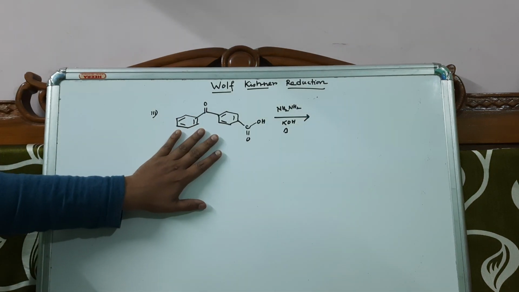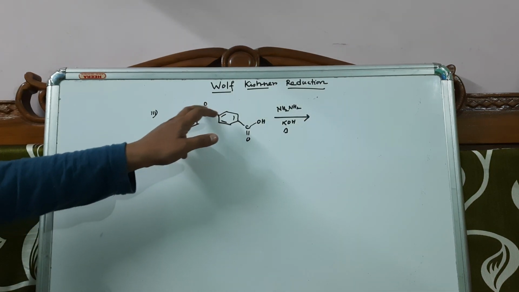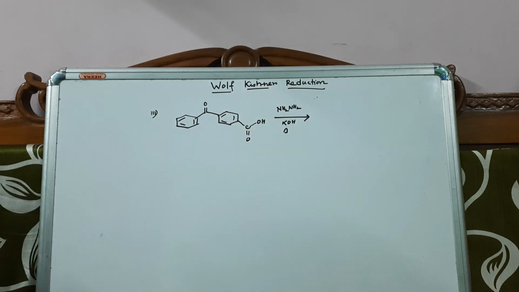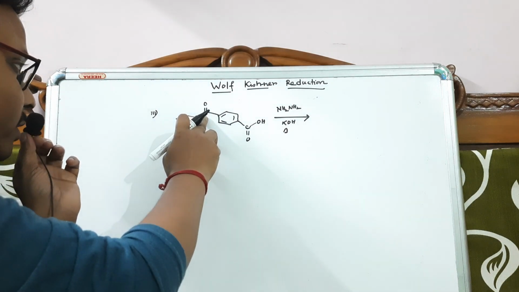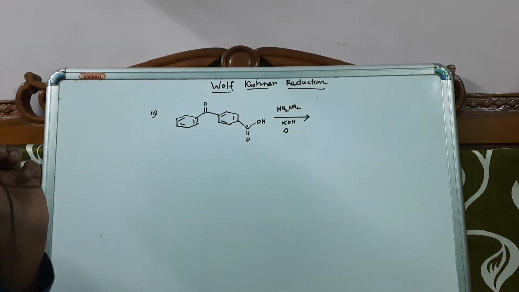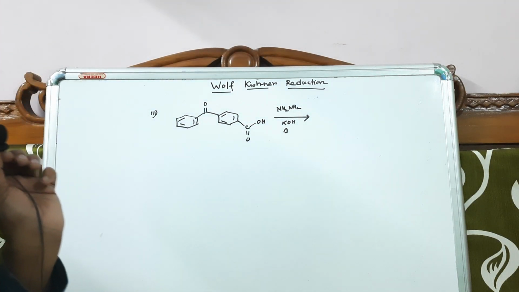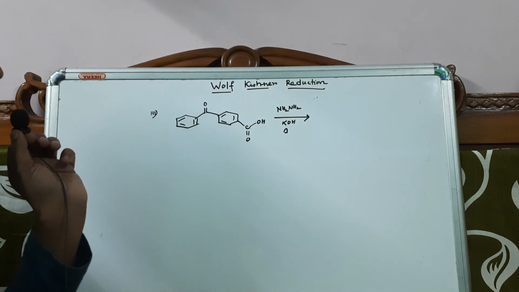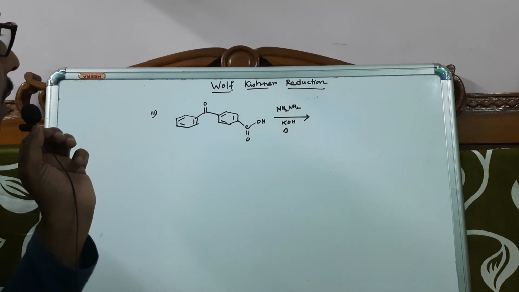In this structure there are two functional groups. One is the keto functional group and another is the carboxylic acid functional group. And when such a type of compound undergoes Wolf Kishner reduction, then only the keto functional group will be affected.